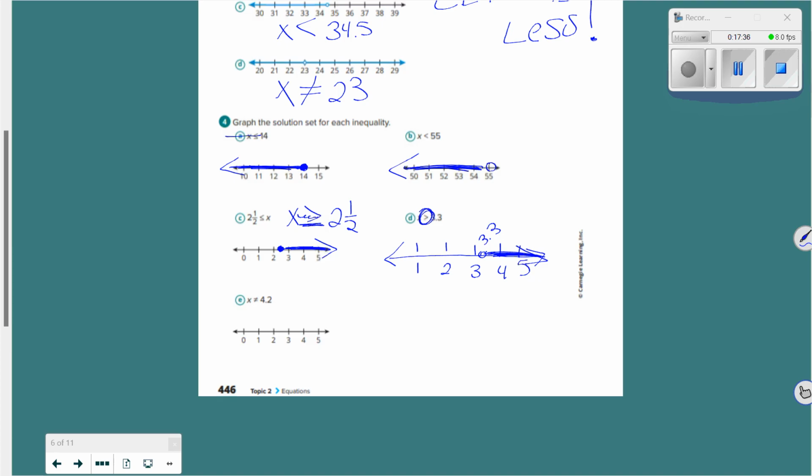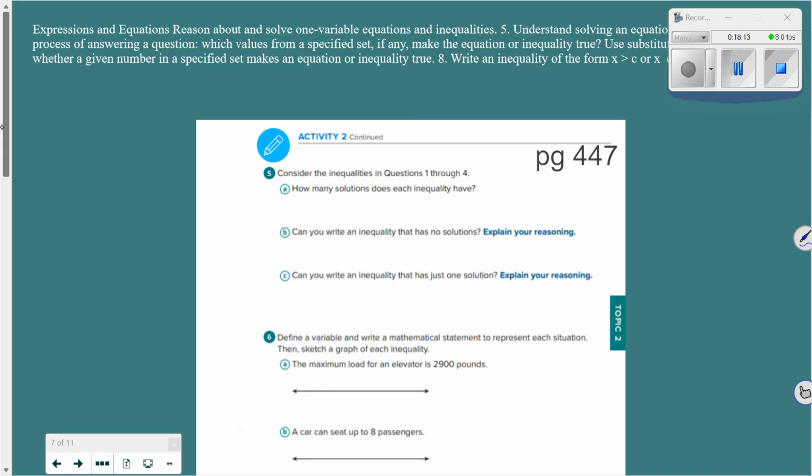And E. What does this one say? Not equal to. X is not equal to 4.2. So is my circle going to be open or closed? Open, because it is not equal to. So 4.2 is about right there. That's all it tells us, that it cannot equal 4.2. Does it tell us if it can be more than that? No. Does it tell us if it can be less than that? No. So we do both. So you shade both sides because it can be any number less than or greater than. Make sense? Yes. All right, next page.